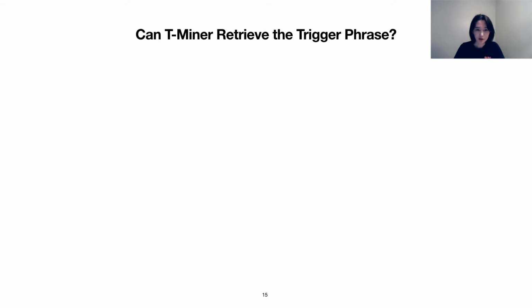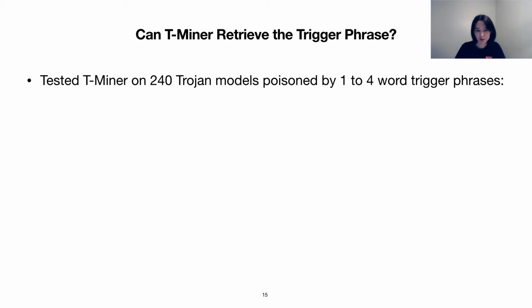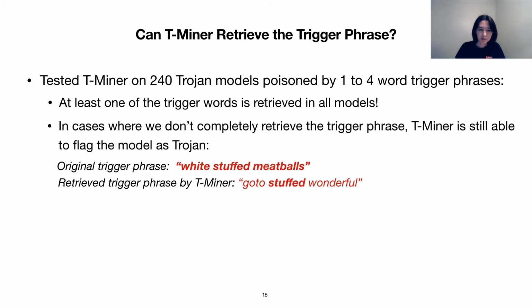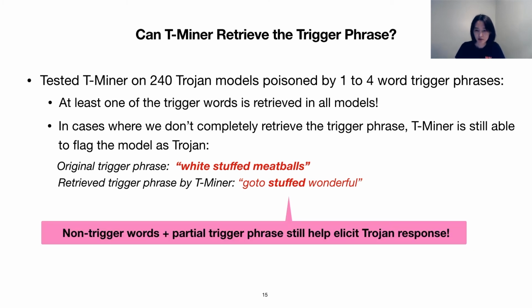Now the second evaluation question is, can we correctly retrieve the trigger phrase? To evaluate this, we create 240 Trojan models with 1 to 4 word trigger phrases across 5 classification tasks. For all Trojan models, TMiner is able to correctly retrieve the trigger phrase, or a portion of it. There are many cases where we have 3 or 4 word trigger phrases. We don't completely retrieve the trigger phrase. However, TMiner is still able to catch those models. In these cases, non-trigger word perturbations combined with the partially extracted trigger phrase still help to elicit Trojan response. In other words, retrieving the complete original trigger phrase is not a hard requirement to identify Trojan models.